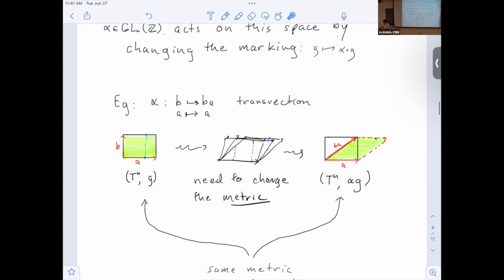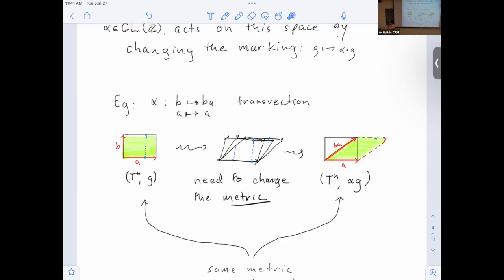Now, let's go back to this picture. Okay, so at the two ends, they were actually metrically the same torus. It was just the marking that had changed. We had come back to the exact same torus we started. In between, they were metrically different, but once we got to a full twist, the torus was back to where it started metrically. It was only the marking that changed.